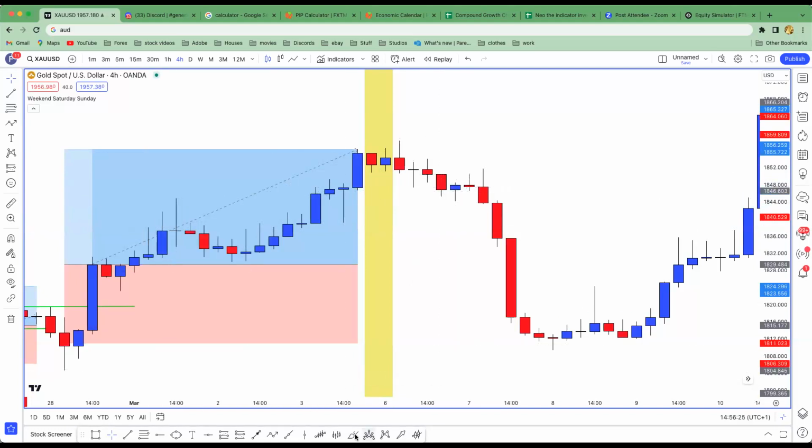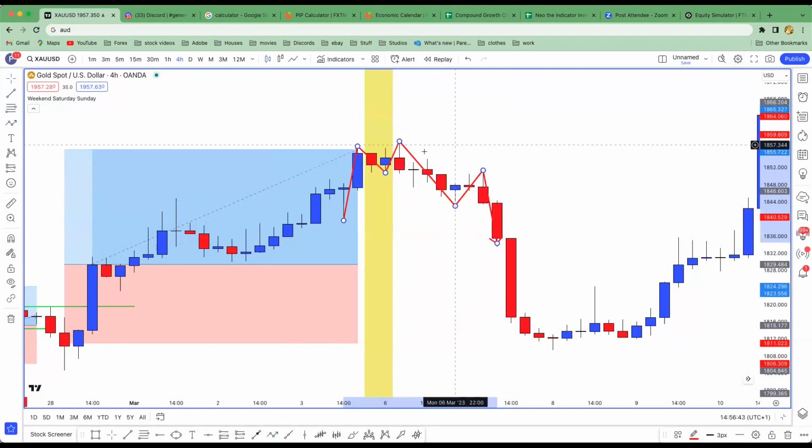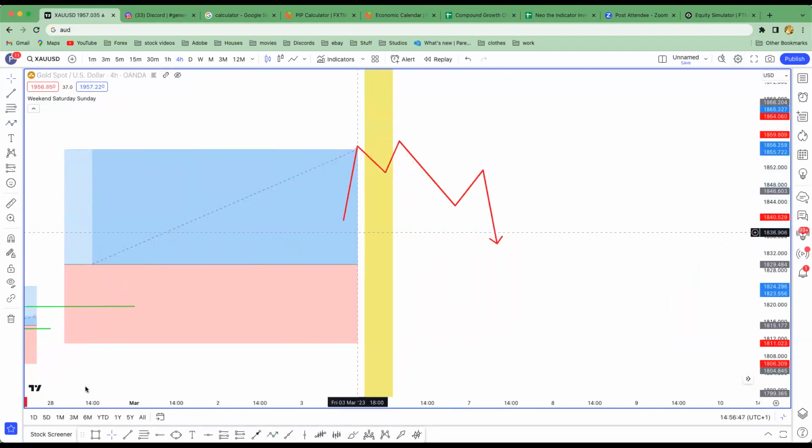If you're lost with drawing your break of structures, just do this. So you can see, you can do this. So we use the path tool, and then you can just see your break of structures like this. So this went down, this went down, this went up, and this went down. And then even if you want to do that, you can just remove the chart by pressing this button up here. And then you can just do this.